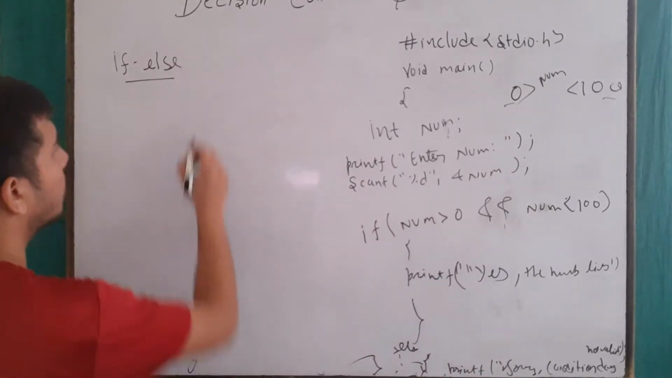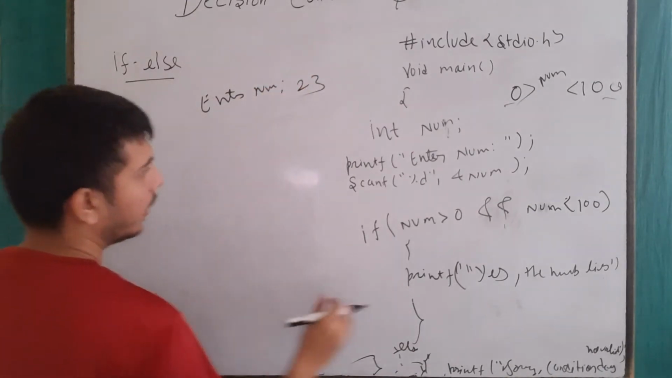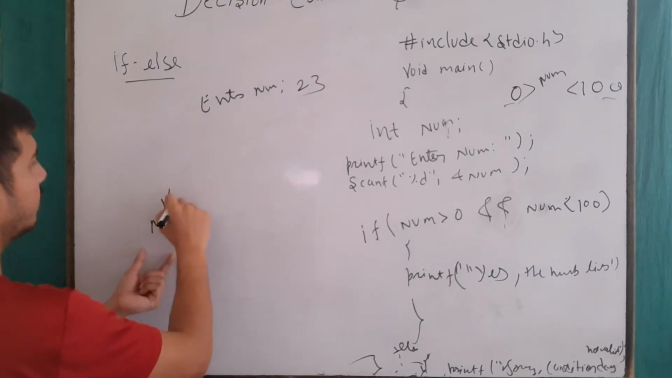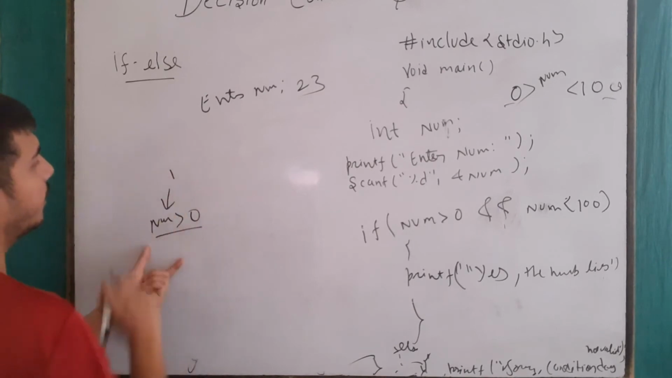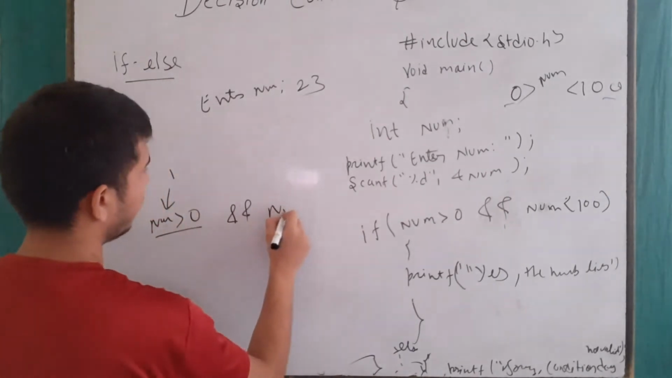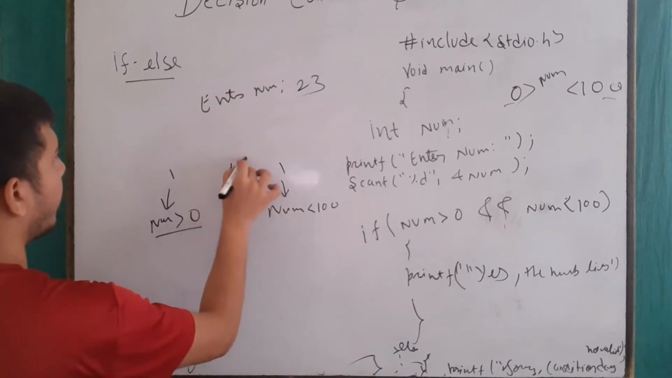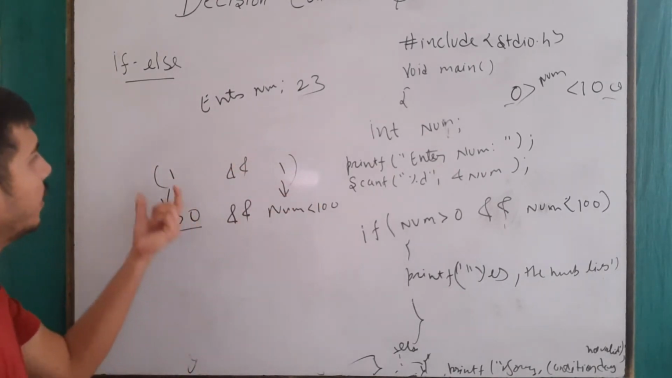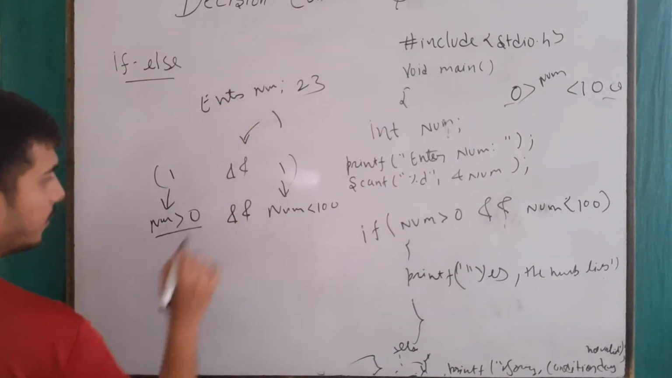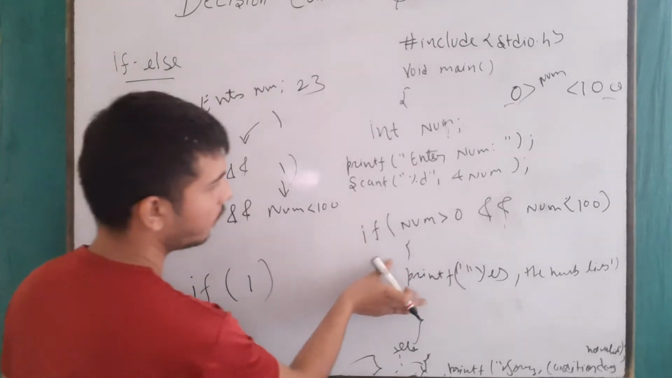So if we see the output here, first it will show enter num, then let's say I write 23. Then it will check num greater than 0. Yes, it is greater than 0, so as a conditional operator it will internally return 1. Then num less than 100. Yes, it is less than 100, so it will also internally return true. And logical AND also returns something internally. If both are true, it will also return true, that is 1. So in the end it will become something like this: if 1. So this block will take place.